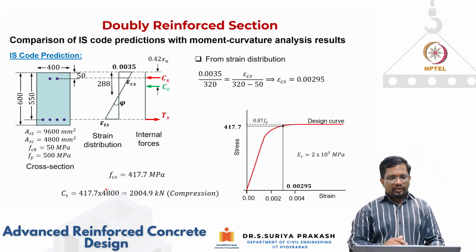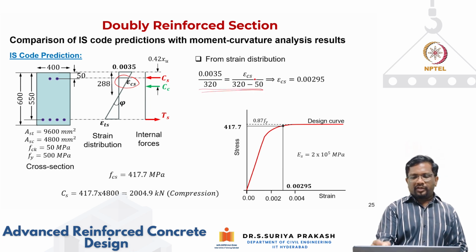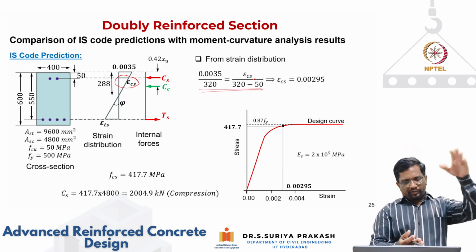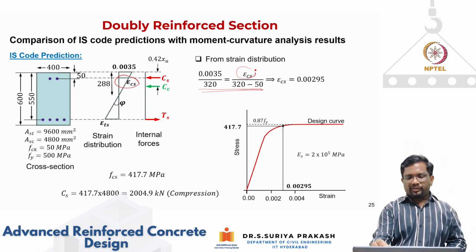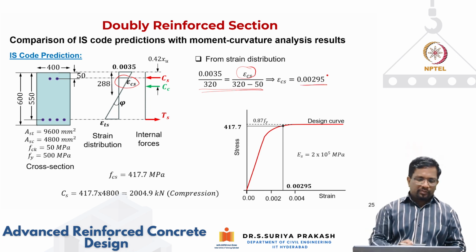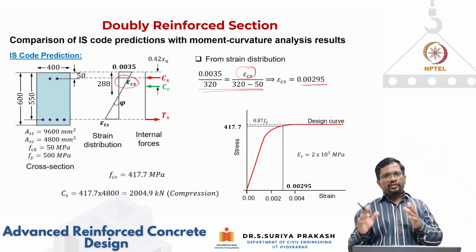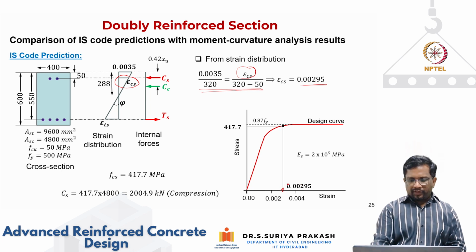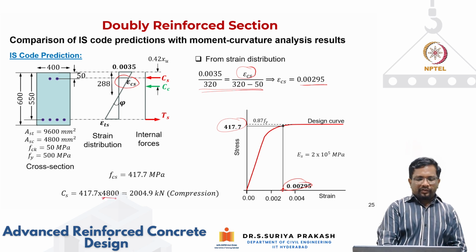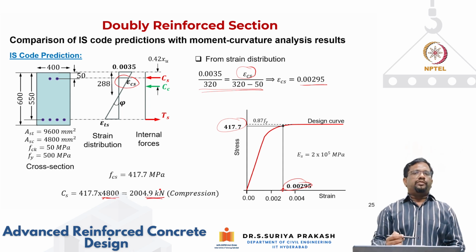Now we look at the compression steel. Again from similar triangles, for 320 mm of xu the strain is 0.0035. For 320 minus 50 mm depth, what would be epsilon cs? From similar triangles, it works out to be 0.00295. The design stress strain curve is the same for compression and tension for steel. So for 0.00295, it works out to be somewhere here, and the stress is 417.7. The area of compression steel is 4,800 that we kept, so the compression force works out to be 2005 kilonewton.